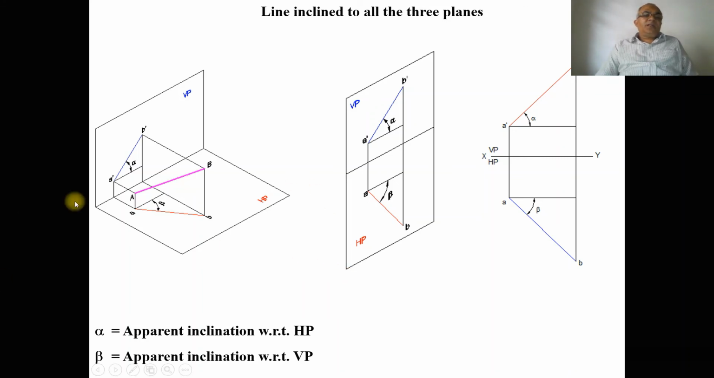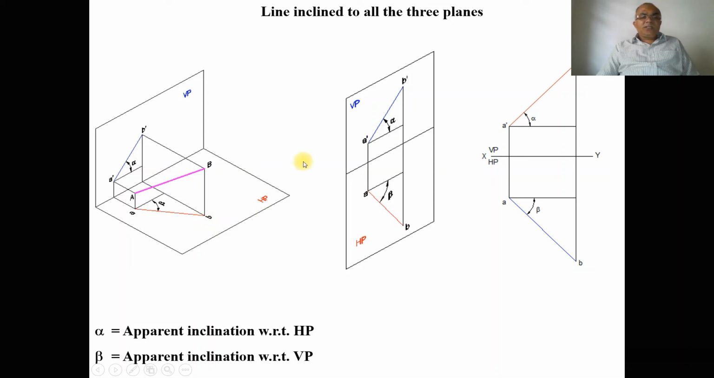So here, if you are considering this capital A and capital B, the two endpoints of the line capital A and capital B are not equidistant from the horizontal plane, since the line is inclined to HP, so you are getting the apparent length in HP here. Similarly, when you look from the top view, the two endpoints of the line capital A and capital B are not equidistant from the vertical plane. Since it is not equidistant from the vertical plane, obviously the line is inclined to VP also. So the line is also inclined to VP.